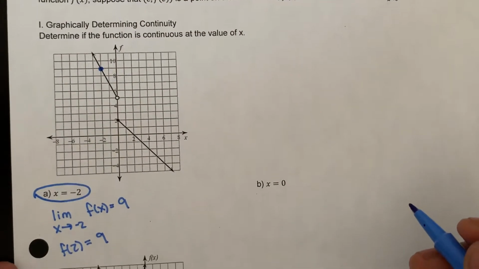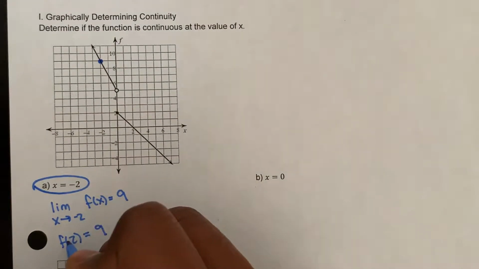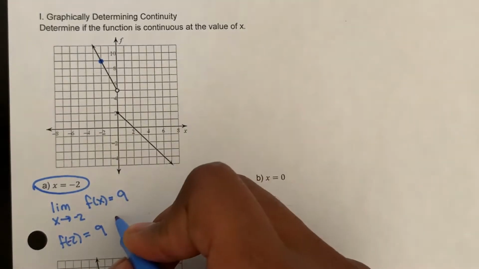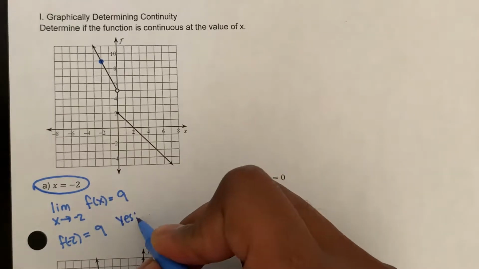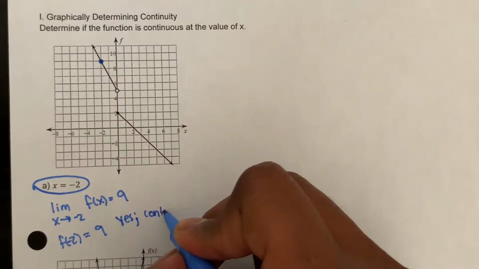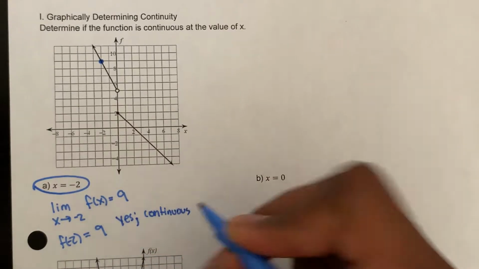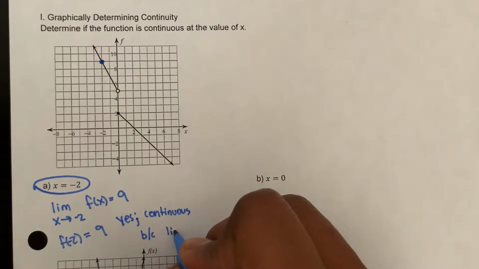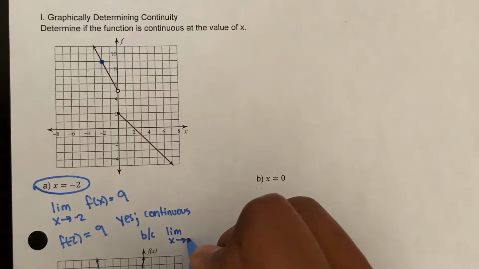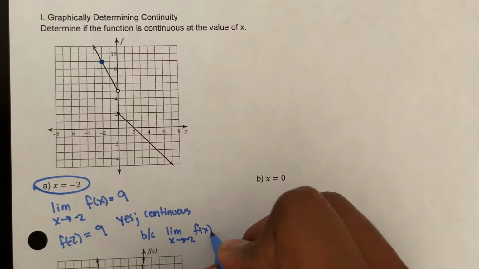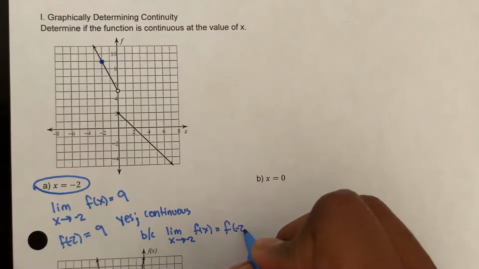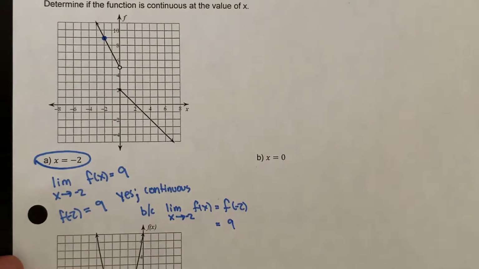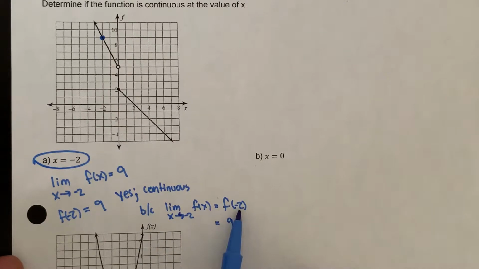Is the function continuous at x equals -2? Yes, we would put continuous because the limit as x approaches -2 of f of x equals f of -2, and both of those things equal 9. That's how we know it's continuous. The limit equals the function value.